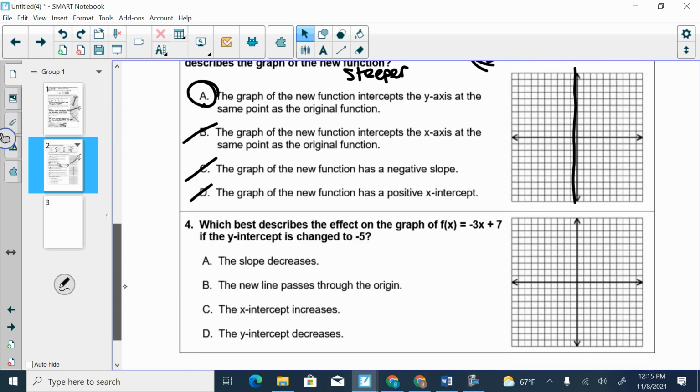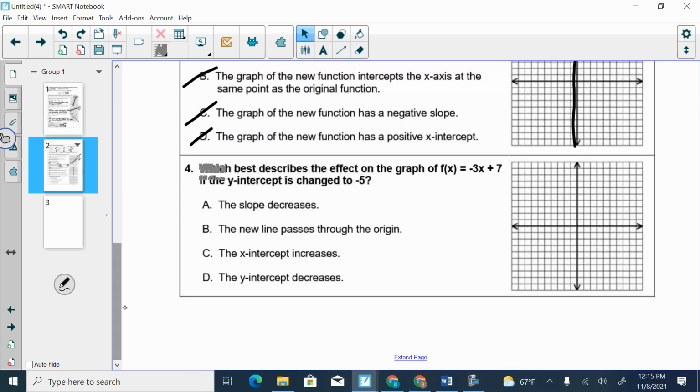All right. Last one says which best describes the effect on the graph f of x is equal to -3x plus 7 if the y-intercept is changed to -5. So the new equation is this, right? Okay, so if both of them have a slope of -3, is one of them going to be steeper than the other? No. So it says on this first one, the slope decreases. Well, does the slope change? No.